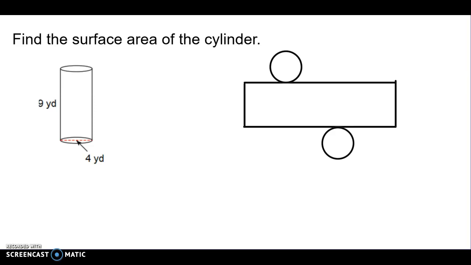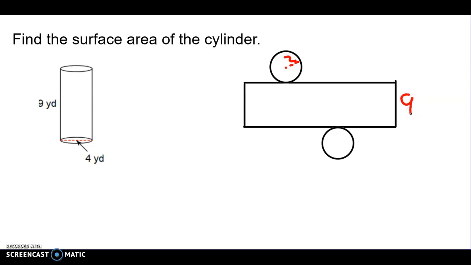So the easy parts to find here are when you look at the circle. We were given a diameter, and the diameter was 4, so therefore we can find the radius of the circle to be 2. That's going to make the calculations for the circle quite easy. But the rectangle is a little bit trickier, because you notice the height of the rectangle is 9, but we need to try to find the width of the rectangle, and the width of the rectangle is a little bit trickier.